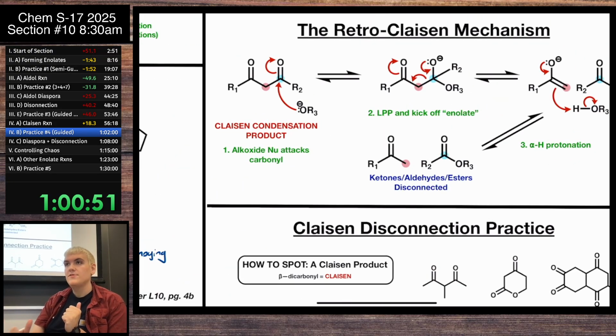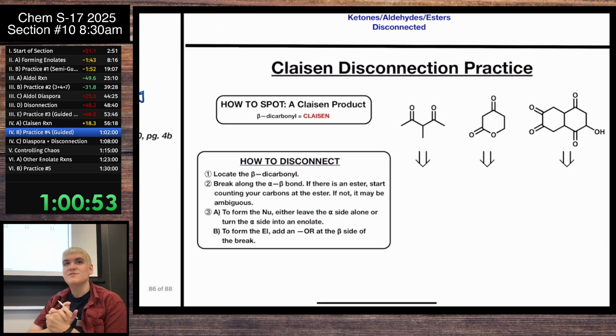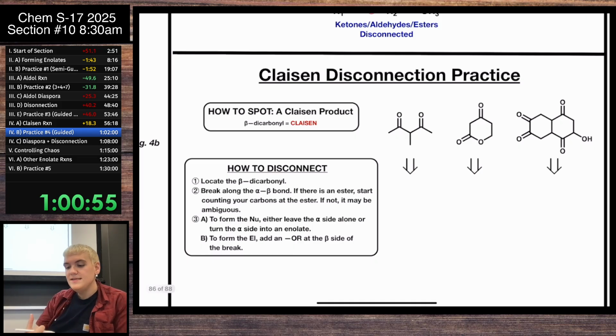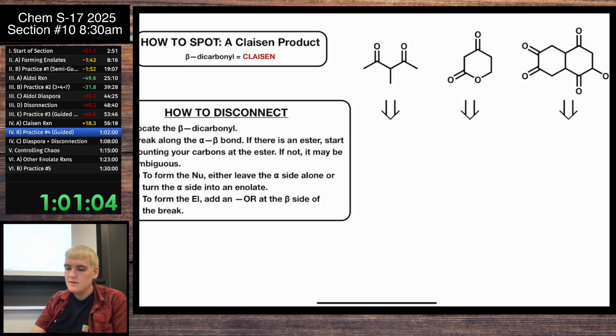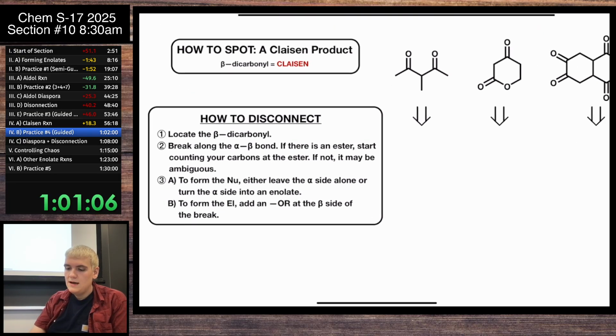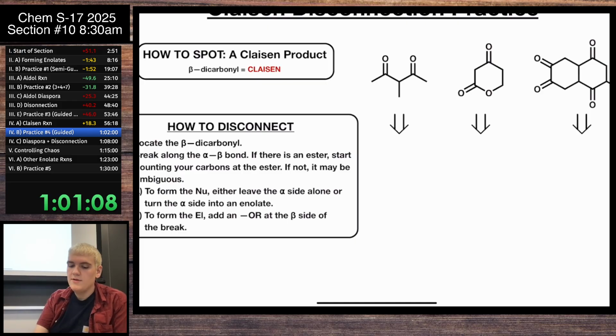Retro Claisen, we're working backwards to the same thing. Let's try our disconnection practice here. So the disconnection practice is a little bit trickier with the Claisen. So I'm going to start off with, I think, the middle example. I'm going to do it with you.